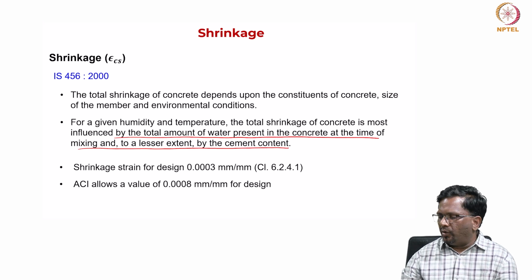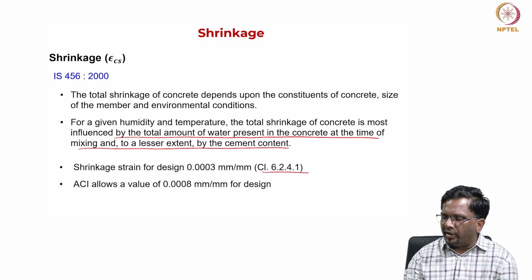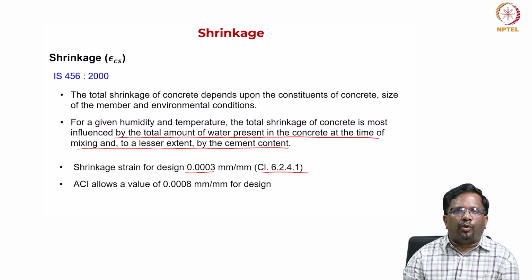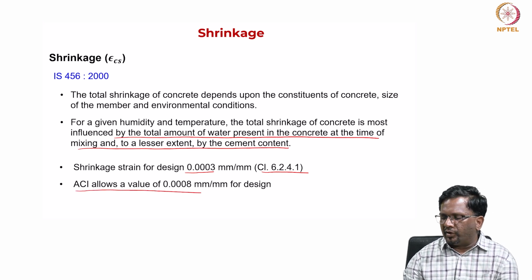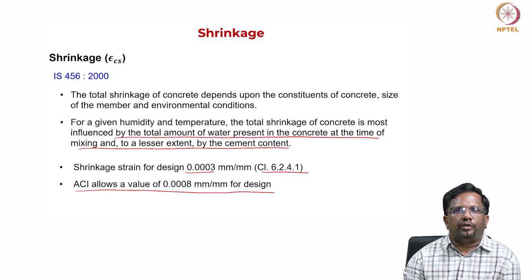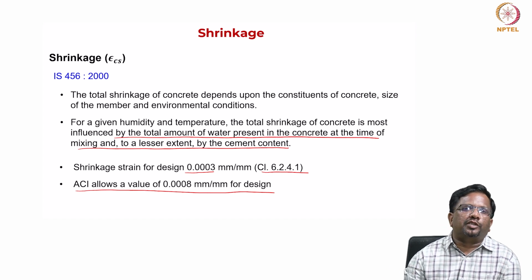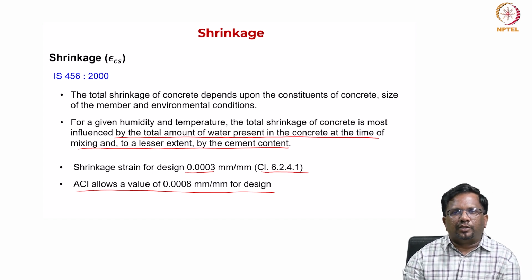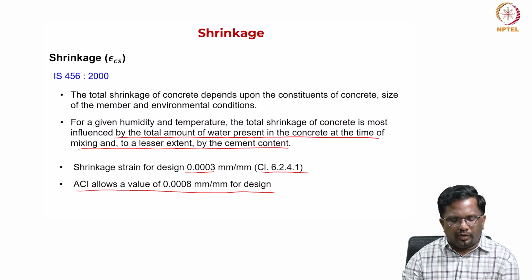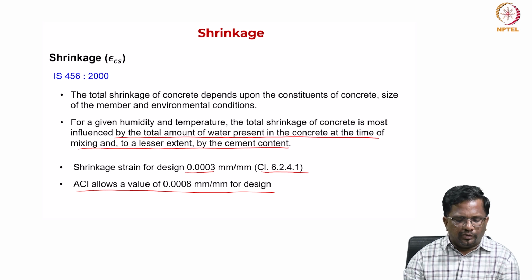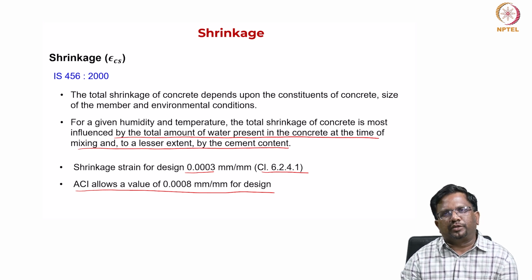For design, code clause 6.2.4.1 allows us to use 0.0003 as a strain, but you can see that ACI accounts for more than 0.0008. Again, that depends upon the climatic condition and the temperature profile in your country. But in India, which is typically tropical weather in most of the regions, the code asks you to use about 0.0003 in our calculations.